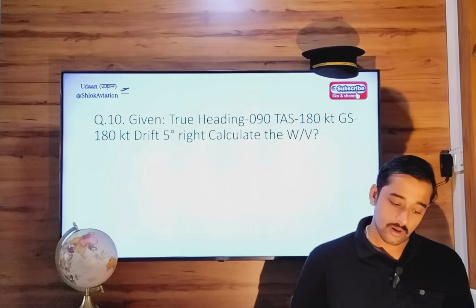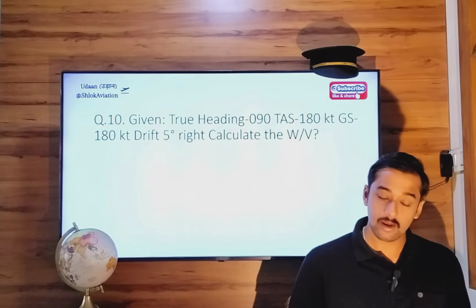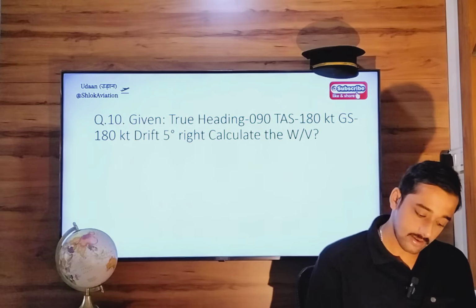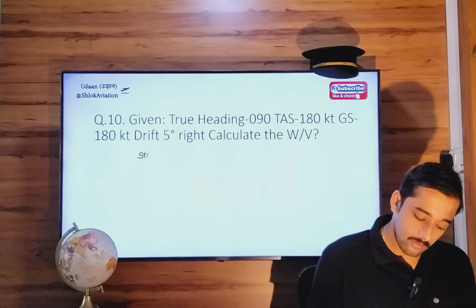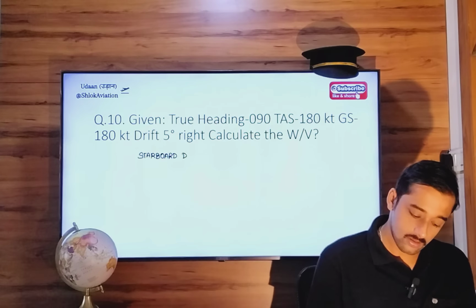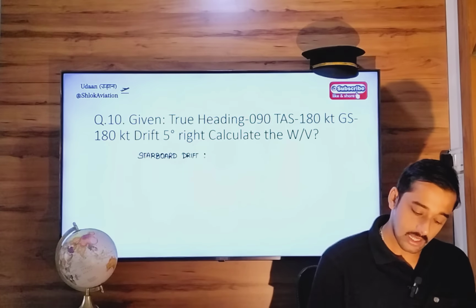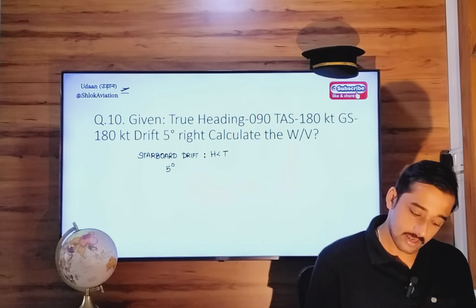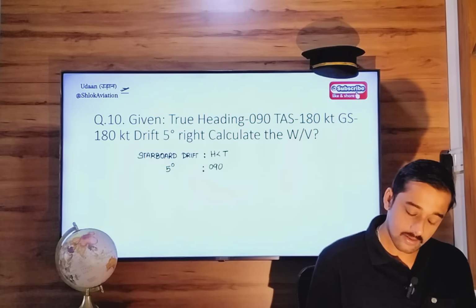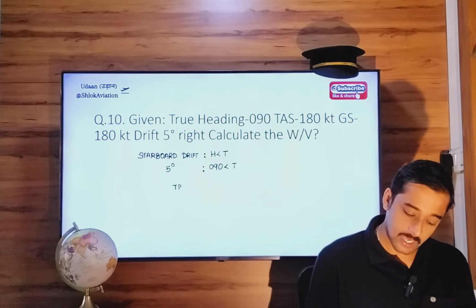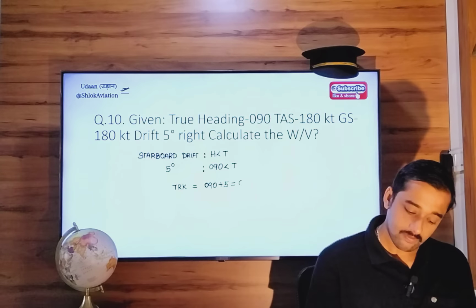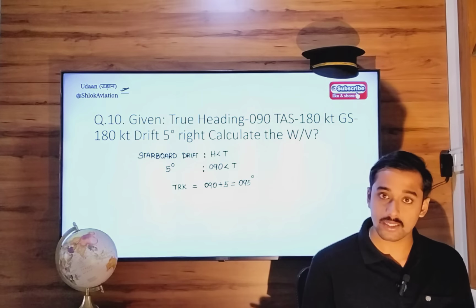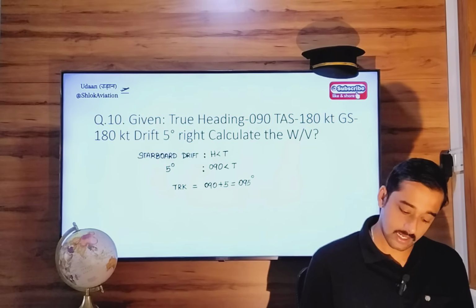Question 10. True heading, track, ground speed, drift given to you, calculate wind velocity. Same thing. With a starboard drift, your heading will be less than track. So starboard drift of 5 degree, heading 90 degree. Your track will be how much? Track will be 090 plus 5, 095 degrees.